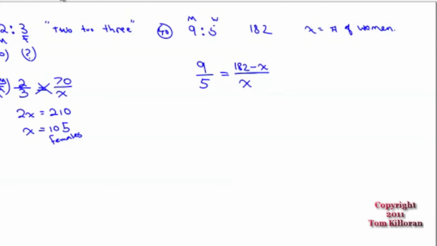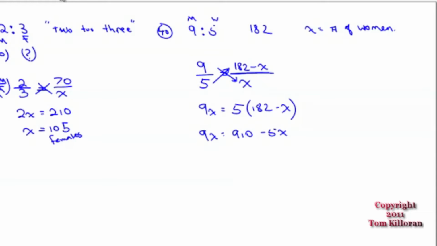How do you solve it? Cross multiply. You're going to get 9 times X is equal to 5 times the quantity of 182 minus X. It becomes a nice linear equation. Distribute the 5, and you get 9x is equal to 910 minus 5x.